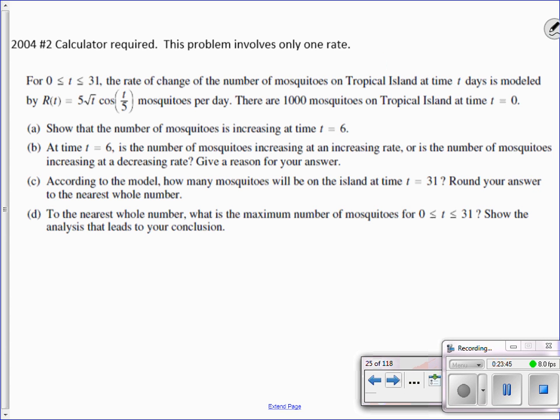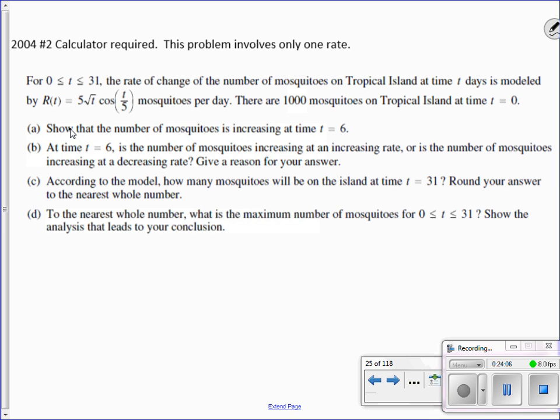There was one of them, I know the wording. This one with the wording, I thought was really tough. So you have this one rate, and this is measured in mosquitoes per day, right? So this is the change in mosquitoes. This is like dM/dt, R of t. It's the rate at which the number of mosquitoes is changing.